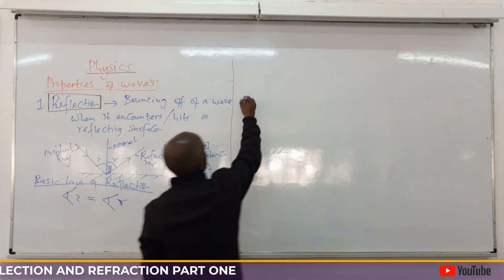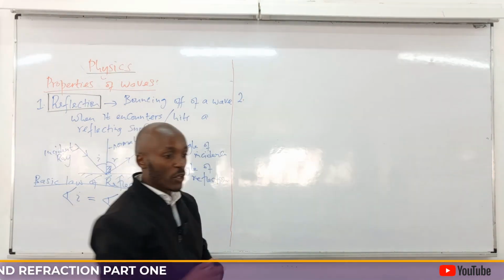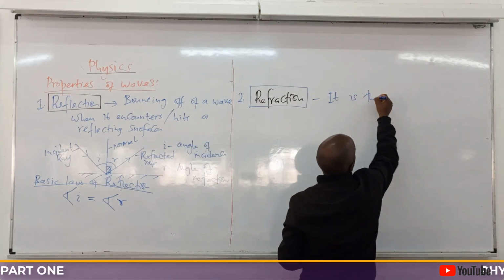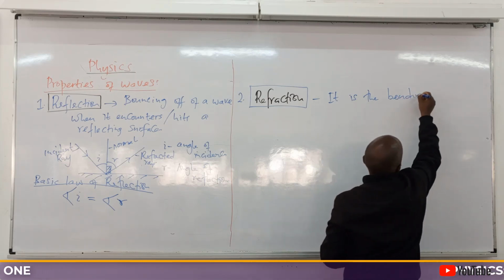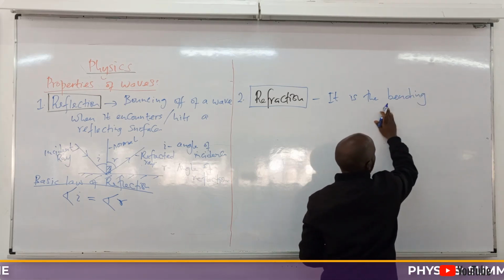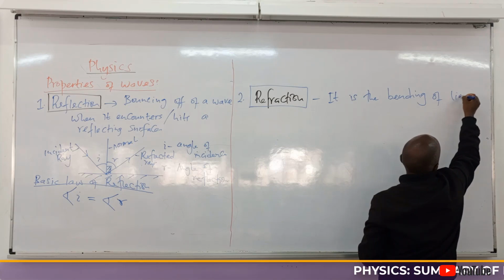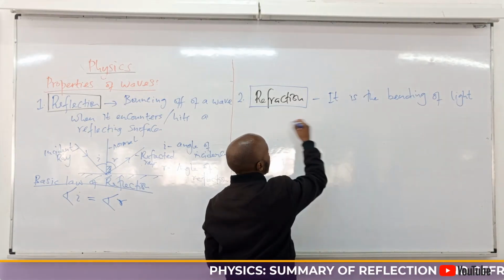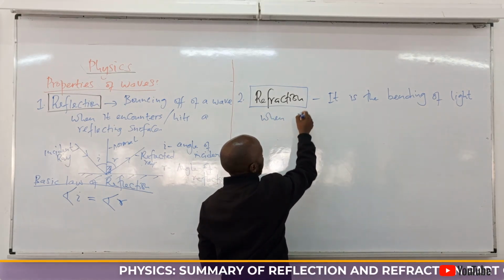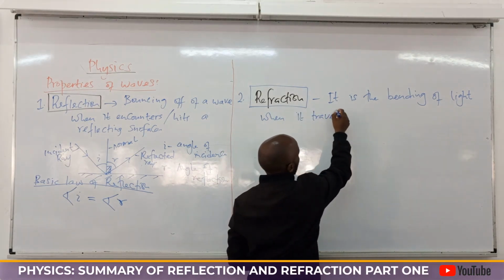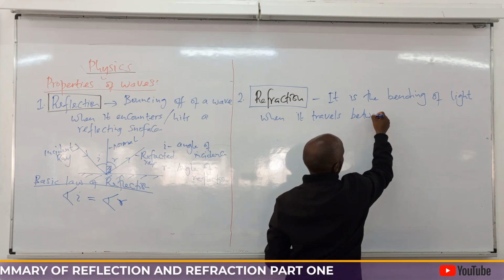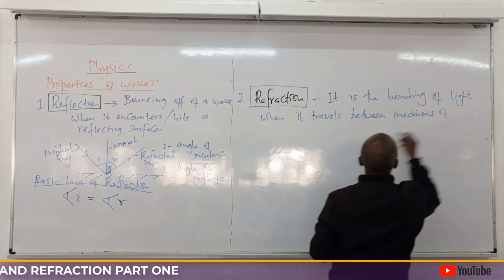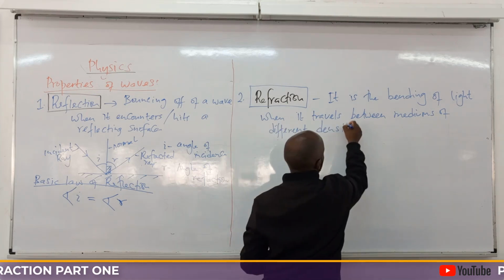The second property, we call it what? Refraction. It is not the speed of light, it is the bending of light. Bending of light when it travels between mediums of different densities.